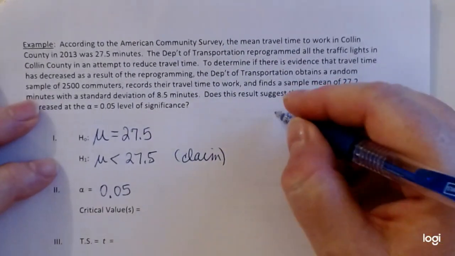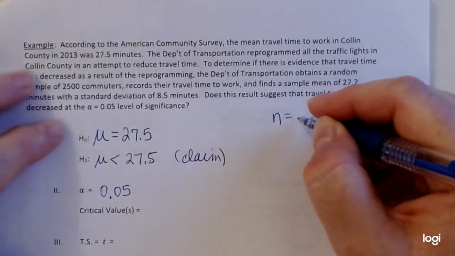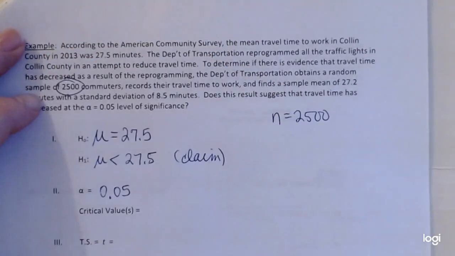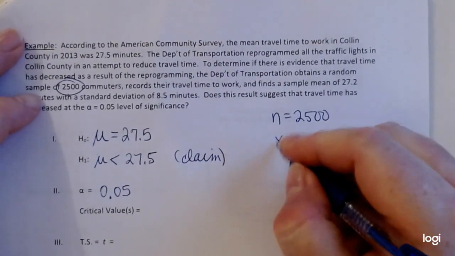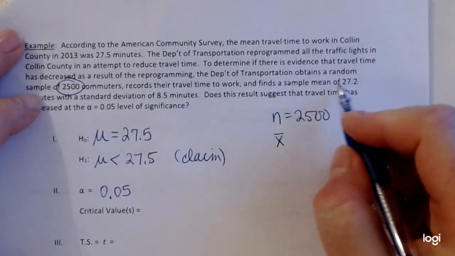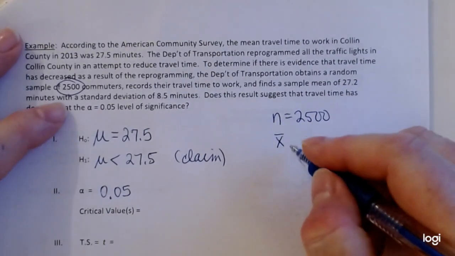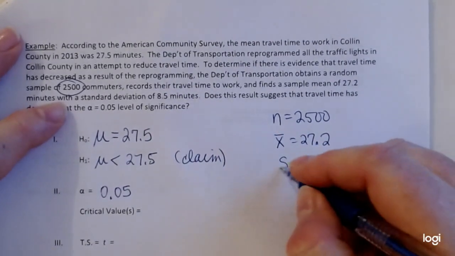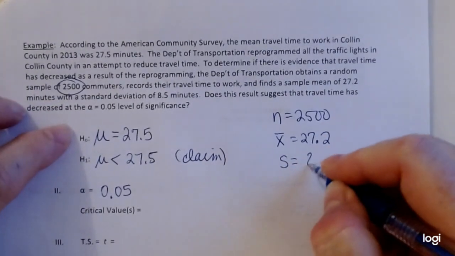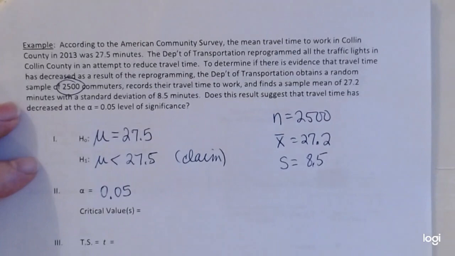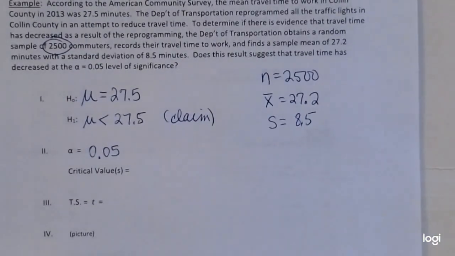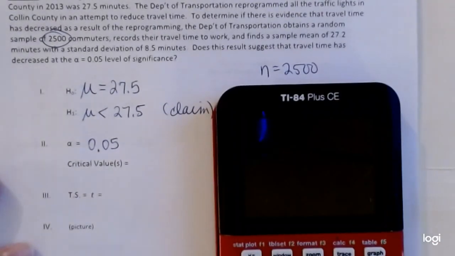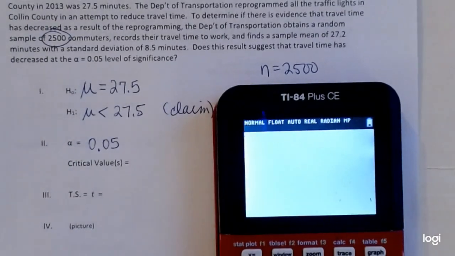So N is our sample size, and that is 2,500. And X bar, that was the mean from the sample, and the sample mean is 27.2. The standard deviation is 8.5. And we're going to perform this on the calculator. We're not going to worry about the critical value right now, but we will write down the test statistic when we perform the test.